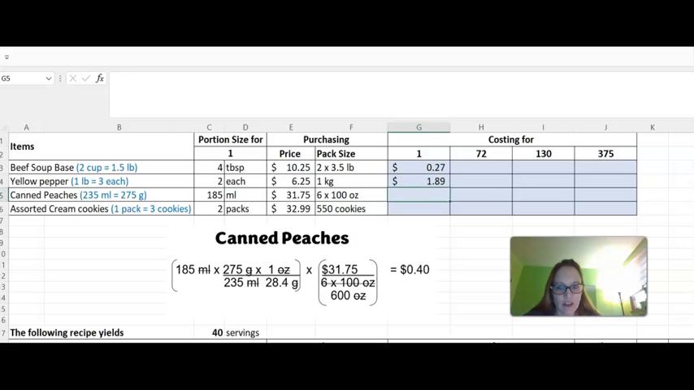Referring to our written calculation here and our steps from above, we're going to again do the equal sign and round. Then we're going to open bracket, and we're going to click on our 185, and then we're going to multiply by 275, divide by 235, and then divide by 28.4. And then we're going to multiply by our price per unit, so we click on the cell, and then we're going to divide by 600. And now we have to add our decimal places, so that's 2, and then we're going to close our bracket and press enter, and we get our 40 cents.